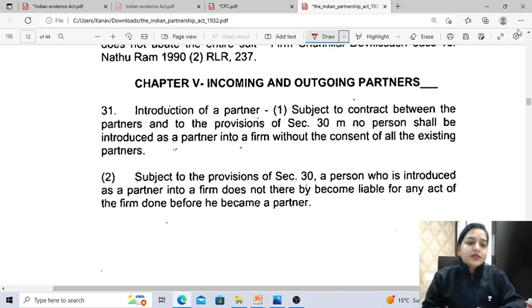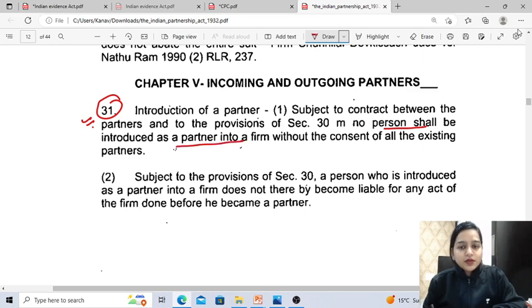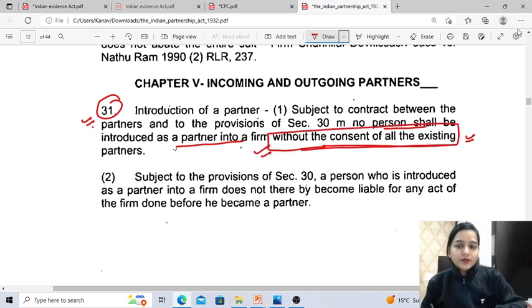Now the next is section 31, introduction of partner. So no person shall be introduced as a partner into a firm without the consent of all the existing partners. So with the consent of all the existing partners only he can become a partner in the firm. So a person who is introduced as a partner in the firm does not become liable for any act of the firm done before he became a partner.